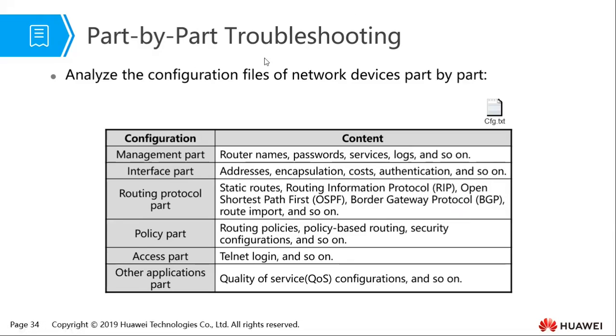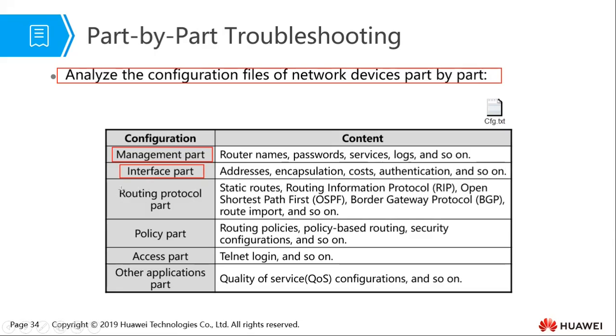So what do we have here? Part by part troubleshooting. You can analyze the configuration files of the network devices part by part. This is, for example, when you want to compare the configurations. You can begin from the management part. When you talk of the management part, we're talking of the router name, the password, the service, the logs, etc. Are they okay as expected? The interface part, you check the IP address, the encapsulation, the duplex mode, the cost, the authentication, etc.